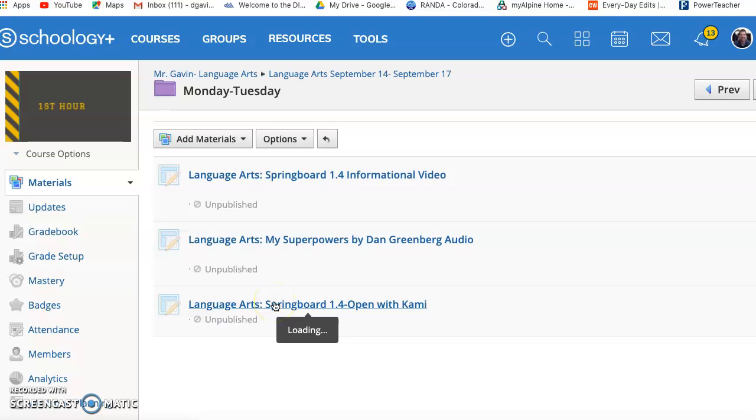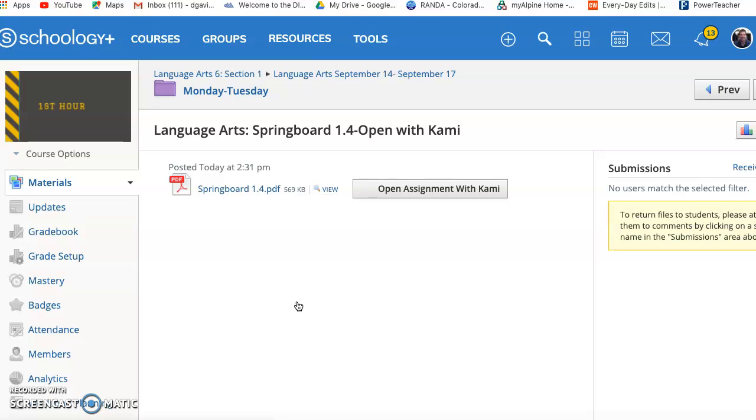Here is your actual assignment. You cannot complete the assignment without first listening or reading the story. So when you're this far, go ahead and open it up. Reminder, we're getting better with this, but make sure you're opening the assignment with Cami. Do not open it with these 2 different options over here. Open assignment with Cami, please.